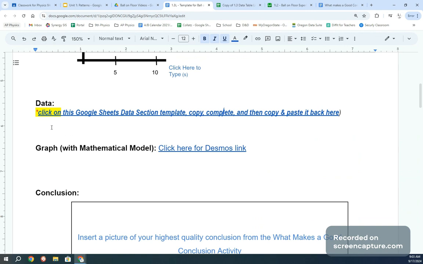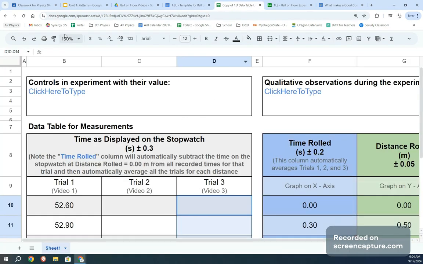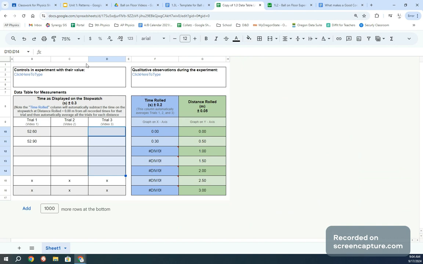And we're going to just paste it right back here, right? It says copy and paste it back here. So we're going to just paste that screenshot right here. So I'll just do kind of a quick little screenshot.